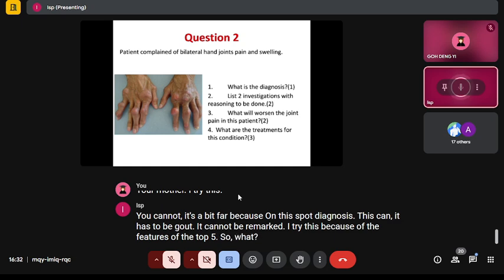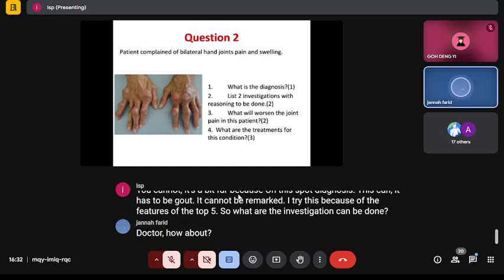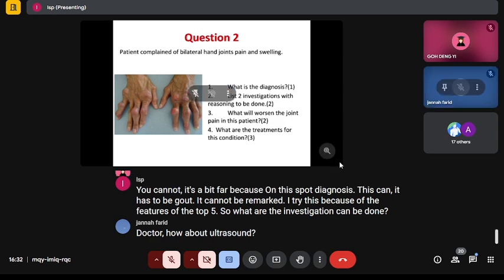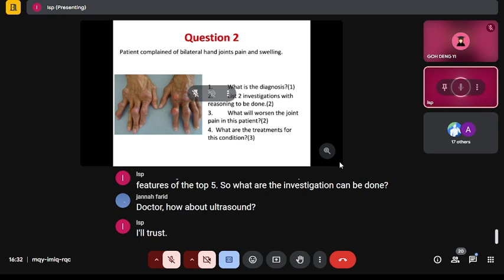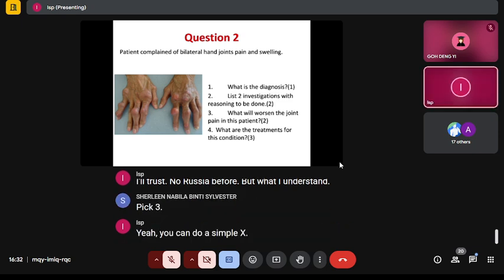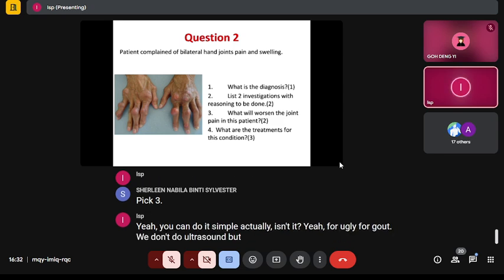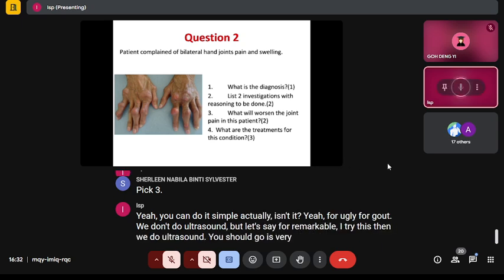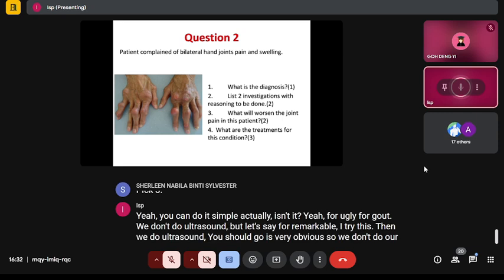So what other investigation can be done? Doctor, how about ultrasound? Ultrasound, no. Ultrasound will be far. But what others than ultrasound? X-ray. Yeah, you can do a simple X-ray, isn't it? Usually for gout, we don't do ultrasound. But let's say for rheumatoid arthritis, then we do ultrasound. Usually gout is very obvious, so we don't do ultrasound of the joint.